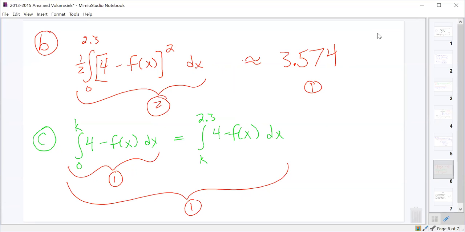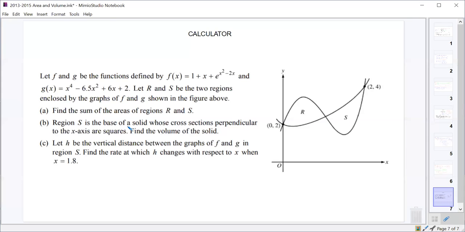Any other questions here for part C? All right, let's take a look at this one. You got another area and volume calculator one here. You all make it through this one all right?